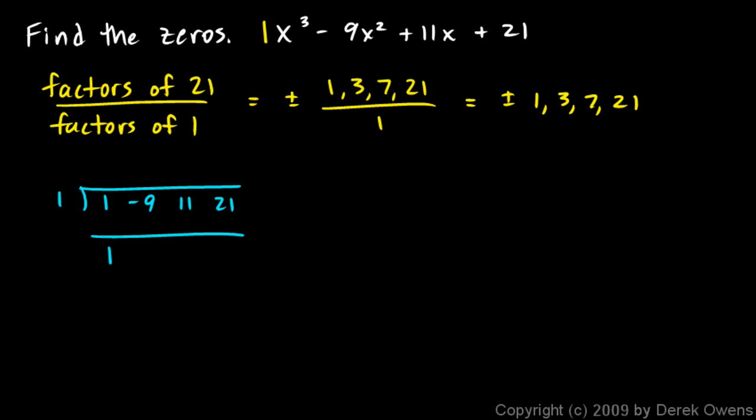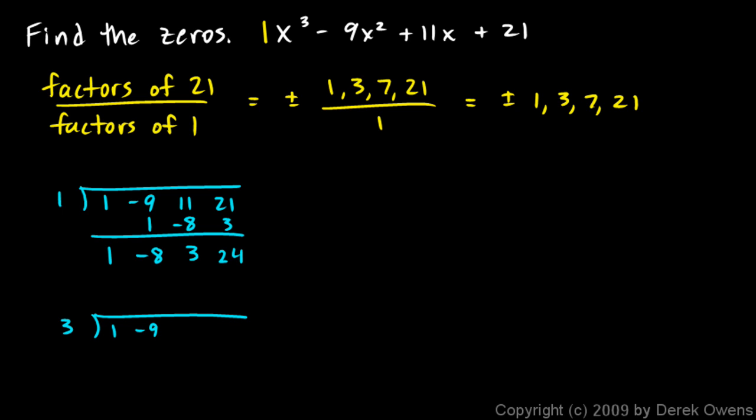So we bring down the 1. 1 times 1 is 1. We add and we get negative 8. Negative 8 times 1 is negative 8. We add and we get 3. 3 times 1 is 3. We add and we get 24. So 1 didn't work. So let's try 3.